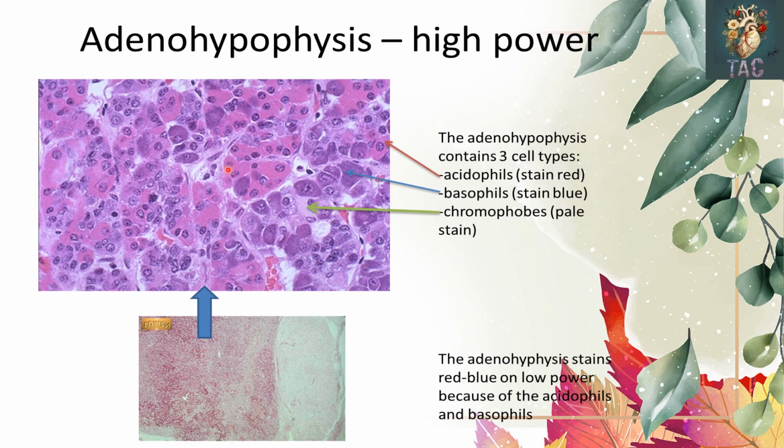So here is the diagram of the adenohypophysis, in which you can see the acidophils, which make up nearly 40% of the population. Then you can see the basophils. These are the cells which stain dark with hematoxylin, making 10% of the population. And then 50% of the population are these chromophobe cells, which do not take any stain. They are pale staining cells. These are all the chromophobes. This is the section at low magnification of the adenohypophysis, which shows a red-blue color on low power because of the acidophils and the basophils which are present in it.